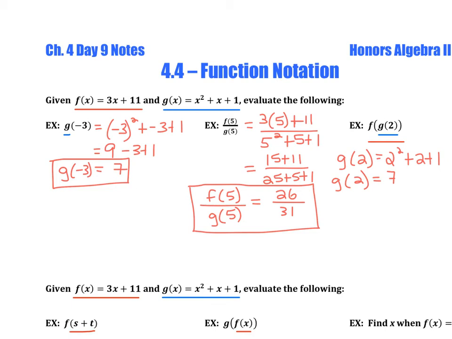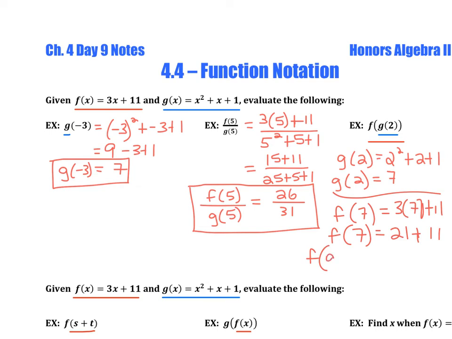So then I'm going to evaluate f of 7. f of 7 says I take 3 times my input value of 7 and I add 11 to it. So f of 7 would be equal to 21 plus 11. And then if I went back to my original notation, f of 7 really represents f of g of 2, so I could rewrite it that way as far as my final answer goes, and that's going to be equal to 32.